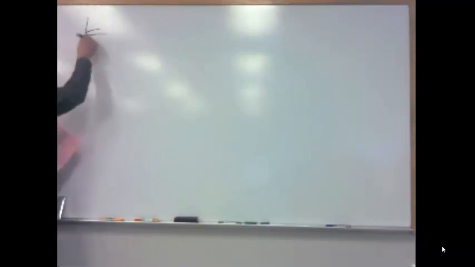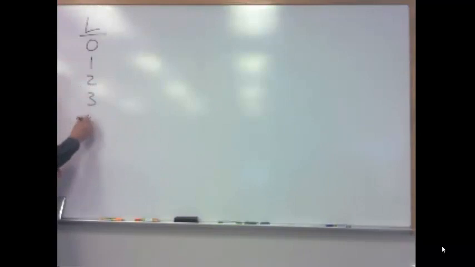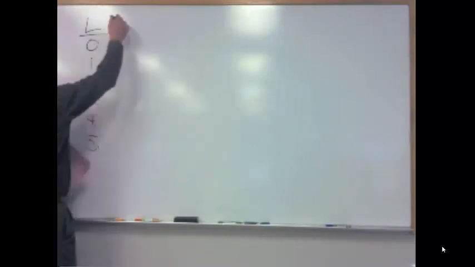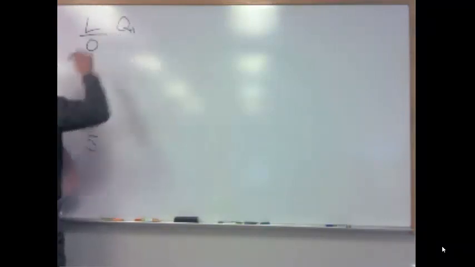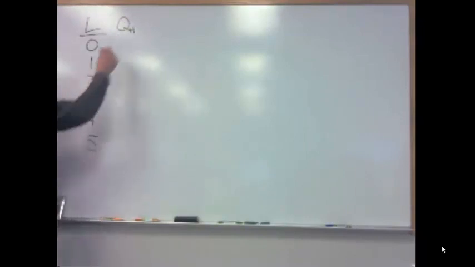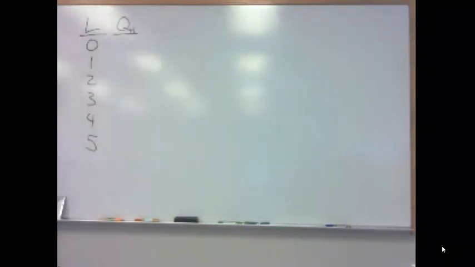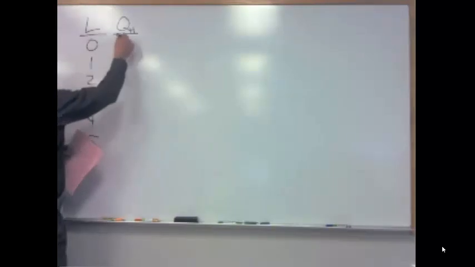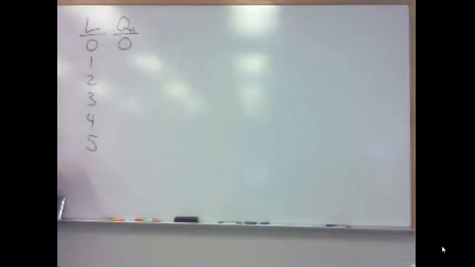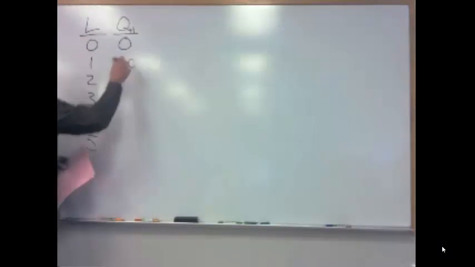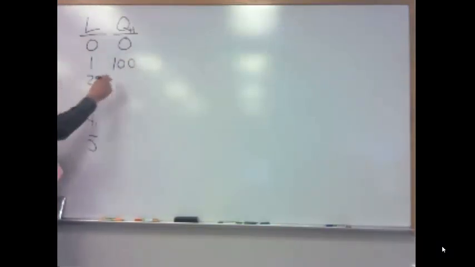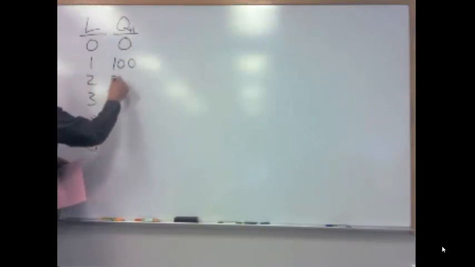And we're going to look at 0 workers, and then 1 person, 2 people, 3 people, 4 people, 5 people. And next we'll look at the quantity of hamburgers that are being produced at those different combinations of labor. With 0 people, I get 0 hamburgers. 1 person gets me 100 hamburgers. 2 people gets me 220.